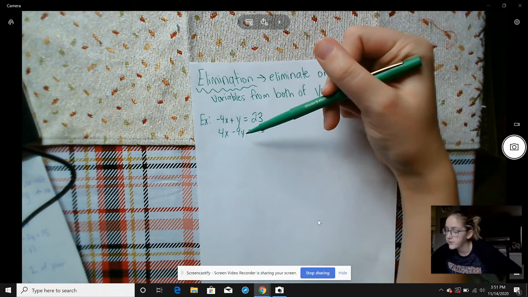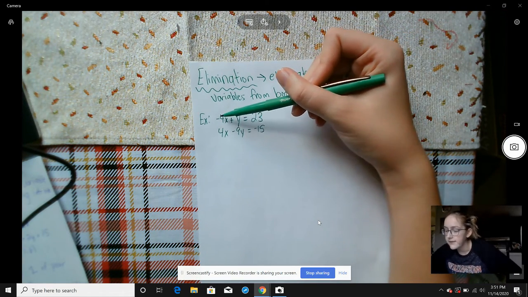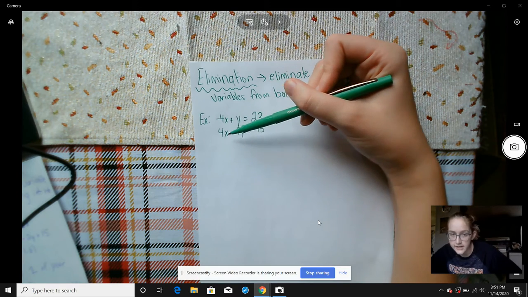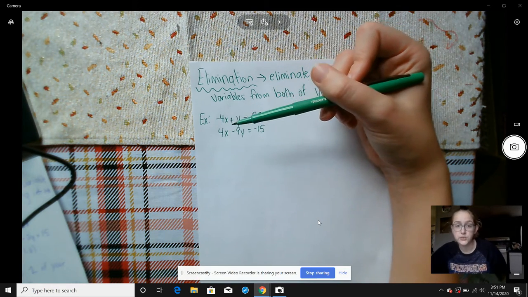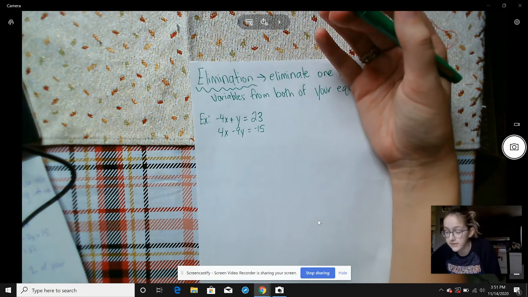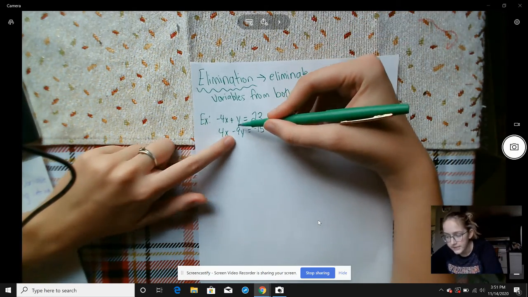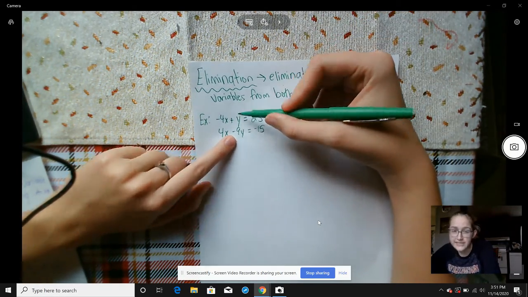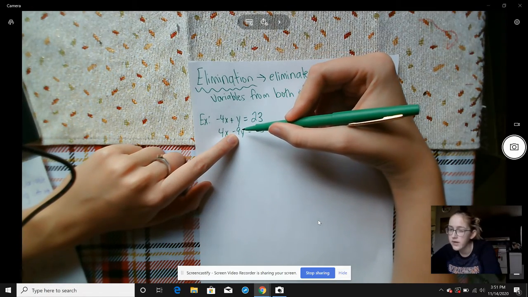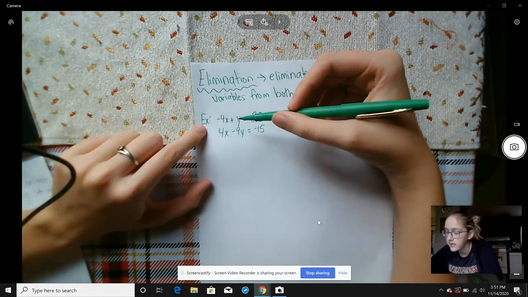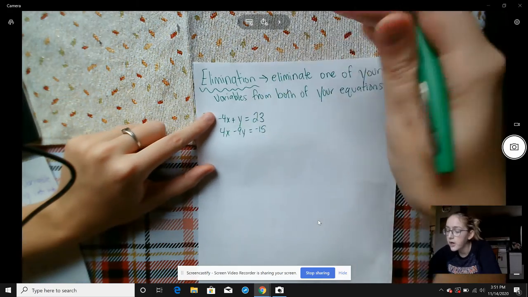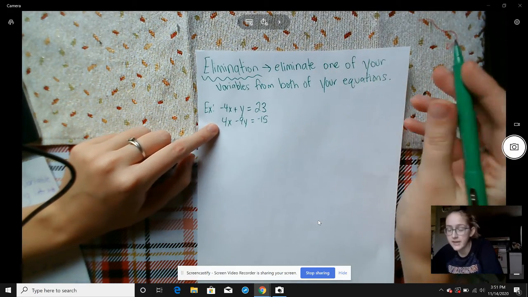So if we look at this one, for our x, we have a negative 4 in equation 1 and a 4 in equation 2. Those are both forms of 4, and that is what we're looking for. So our y's, we can't eliminate our y's because this has 1 y and this has negative 9 y's. Those aren't the same amount of y's. So since we have 2 4's for our x's, that means I'm going to eliminate my x's.